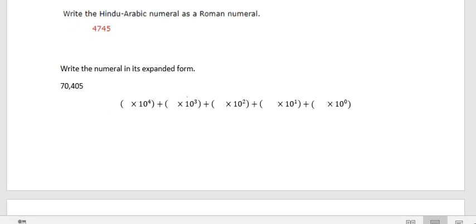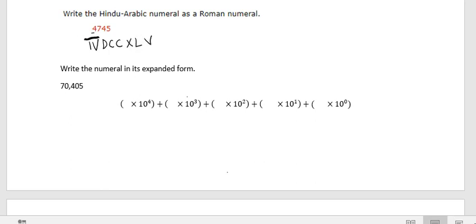Write the Hindu Arabic numeral as a Roman numeral. So here I have 4,745. So for the number 4, I can write it as IV. So that would be 4, and I need to multiply it by 1,000. So I'm going to write my bar on top. Then 700 is DCC. That's 5, 6, 700. 40, as we saw earlier, is XL. So that's 50 minus 10 is 40. And then 5.